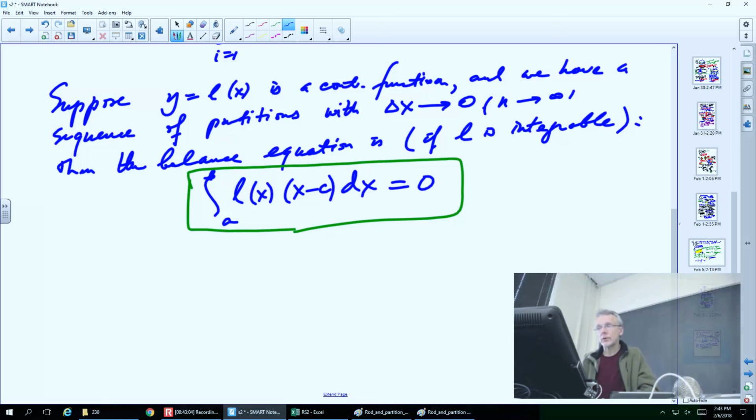Fortunately, we don't have to do experimentation as we did. It works out fine if we just rearrange terms here. So I'm using the sum rule of integration, and this thing breaks into two: integral from a to b, L(x) x dx.